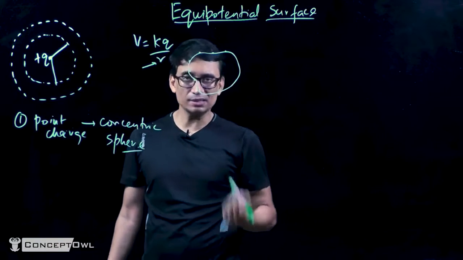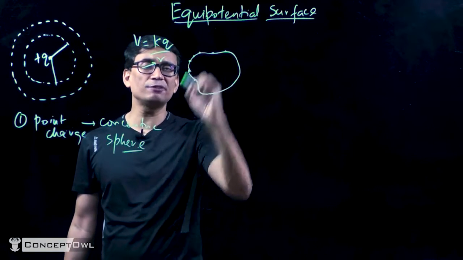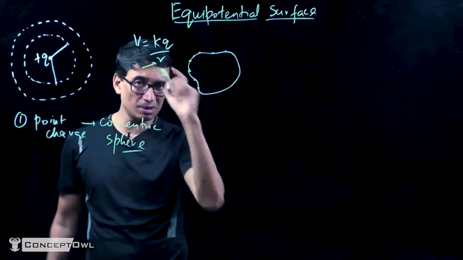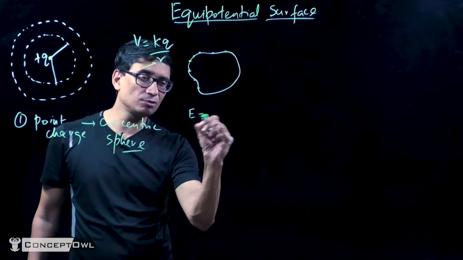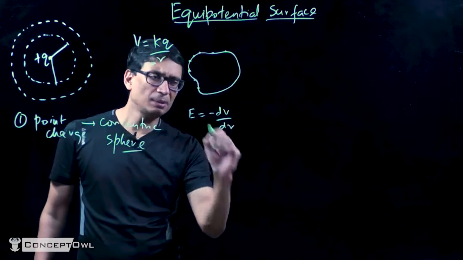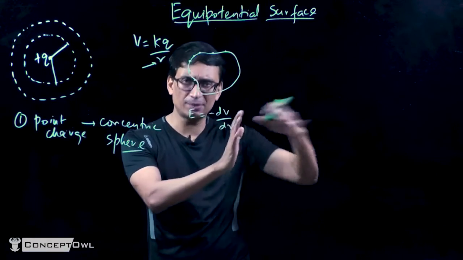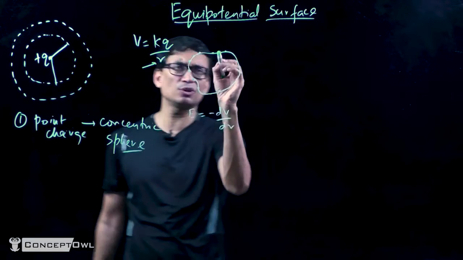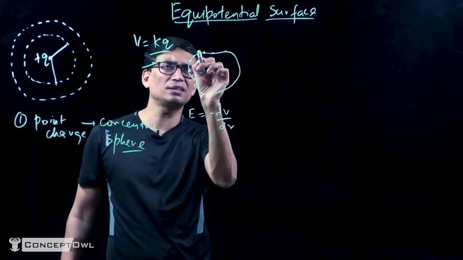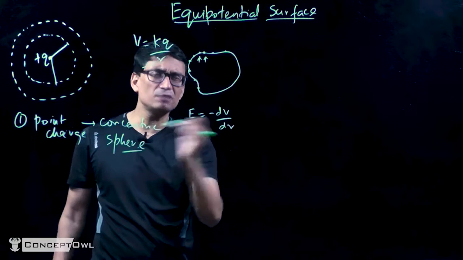Why is that? Because if two nearby points had different potential, what would happen? Remember, electric field is equal to minus dV by dr. I'm just taking a one-dimensional case. For a three-dimensional case, we can write del V by del x, i cap and so on, but I'm trying to simplify this. So let's take two points along a straight line, my x-axis. Then E would be minus dV by dr.